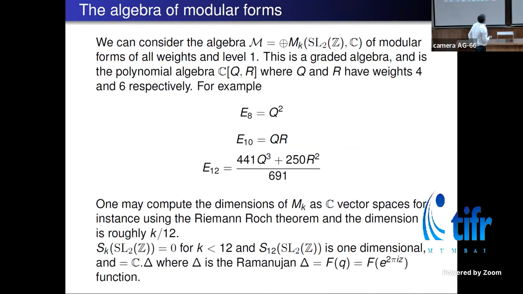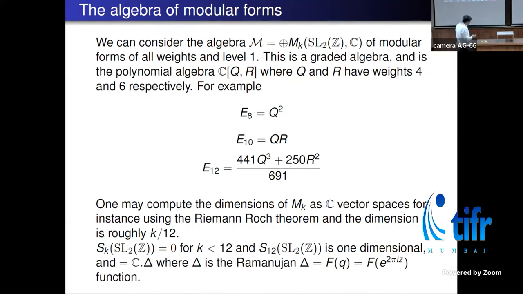All right, and you can put together modular forms by looking at the direct sum over the spaces of modular forms of weight k. And this turns out to be a polynomial algebra in these two modular forms of weight 4 and weight 6, which are called Q and R. It's a graded algebra, and you give the weights 4 and 6 to these two Eisenstein series.